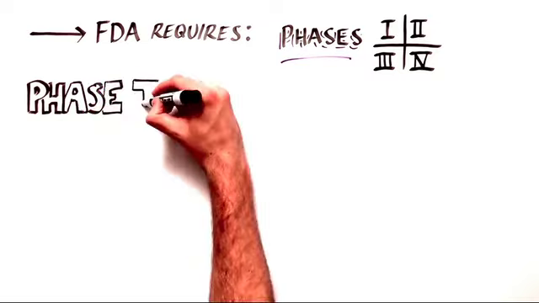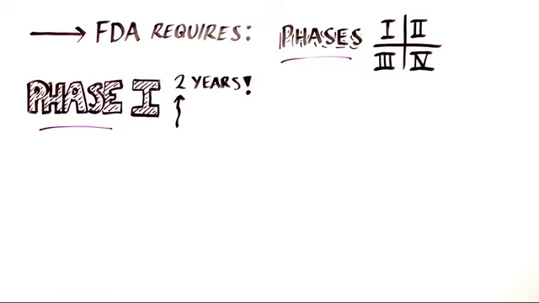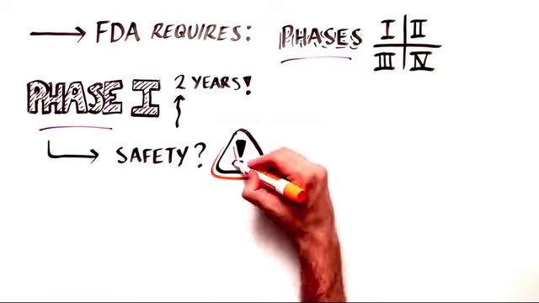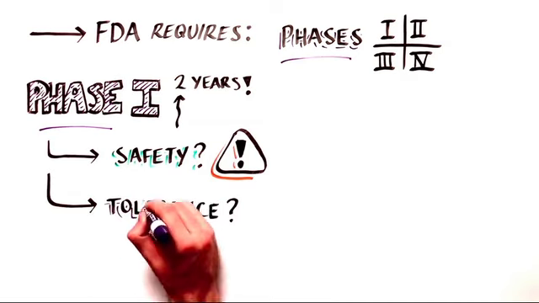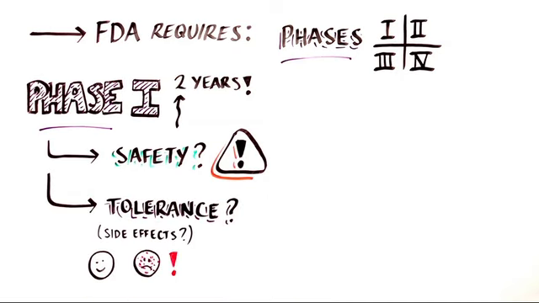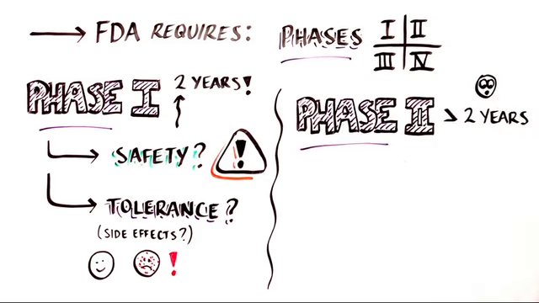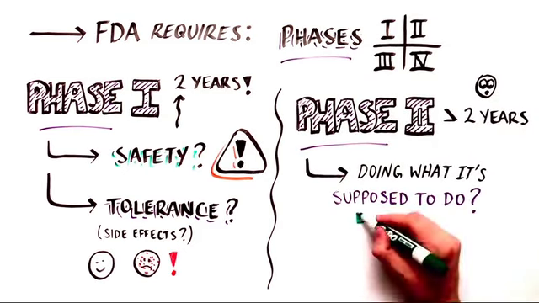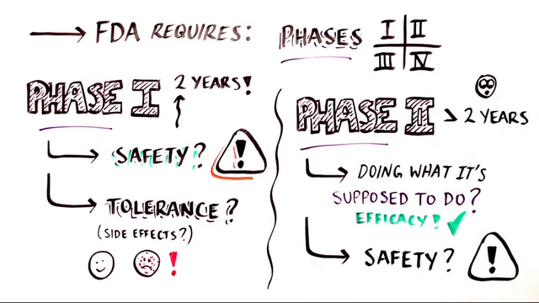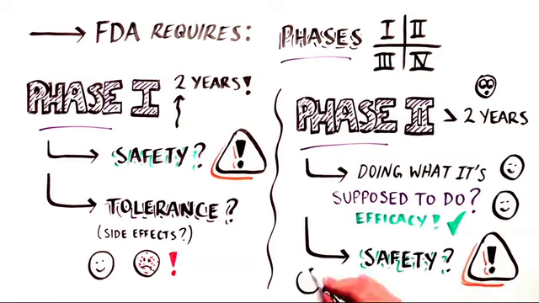Phase 1 trials, which can last up to 2 years, test whether a new treatment is safe and well tolerated, including side effects. Phase 2 trials, which can last longer than 2 years, test the treatment to see if it is effective. Is it doing what we hope it will do? And to further evaluate its safety in more patients.